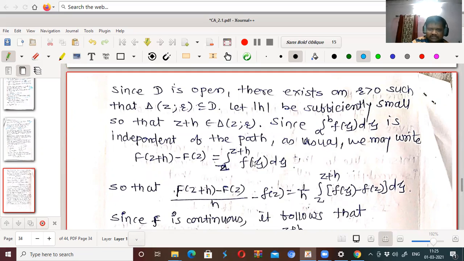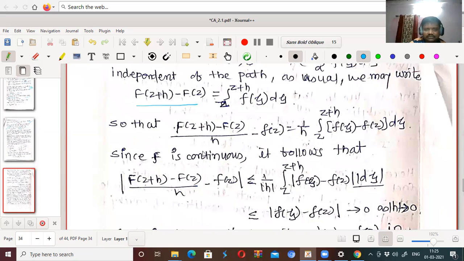It means the integral of this function at z+h minus the integral of the same function at z, which is the difference between these two. Therefore, (F(z+h) − F(z))/h − f(z) equals 1/h times the integral from z to z+h of (f(ψ) − f(z)) dψ. That is just a rearrangement.